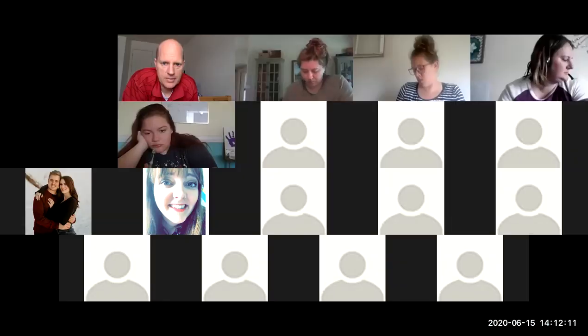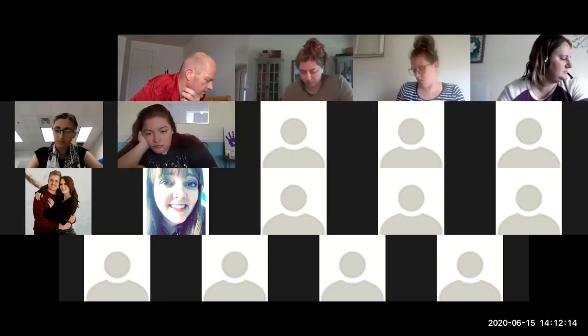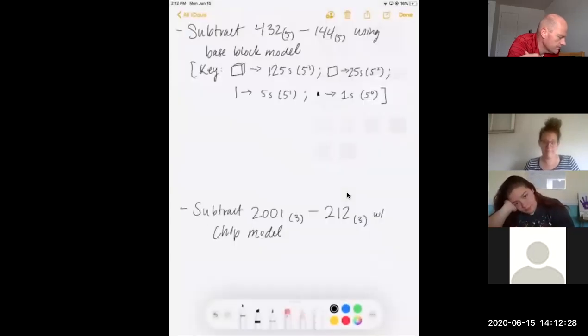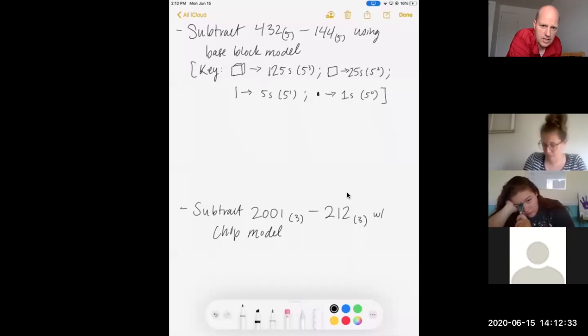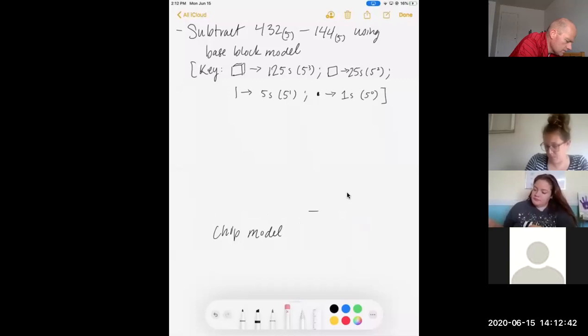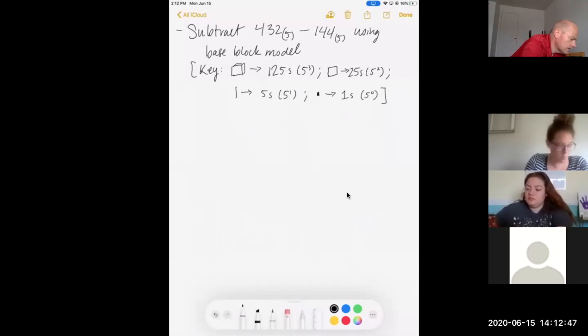Okay, so welcome everybody back. And what we have is these two problems. I'm going to go ahead and share my screen. Let's have somebody share their thoughts, and I'll write just for the class notes here. So for the first one, we're subtracting these two numbers and we're using the base block model. So we wrote down our key. How do we solve this one? How do I set up the problem and how do I solve it? Somebody have any thoughts?